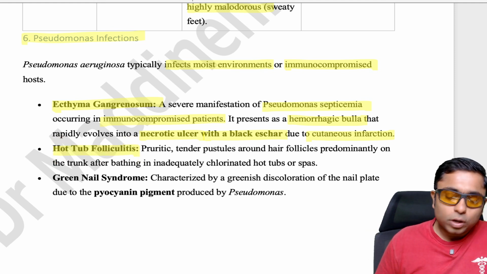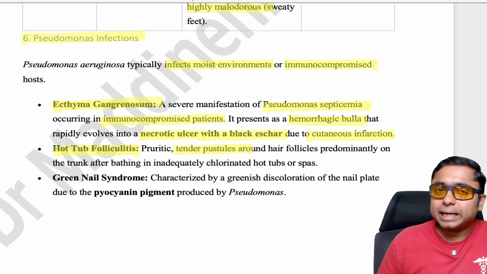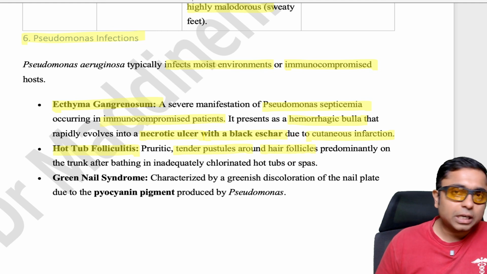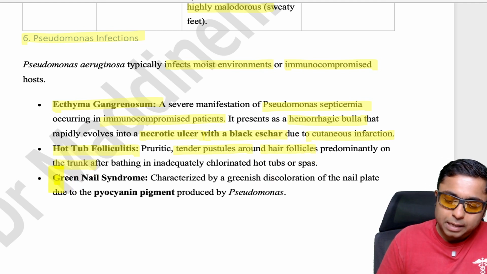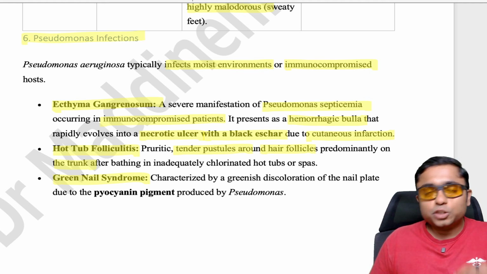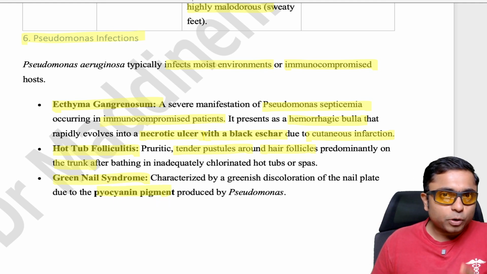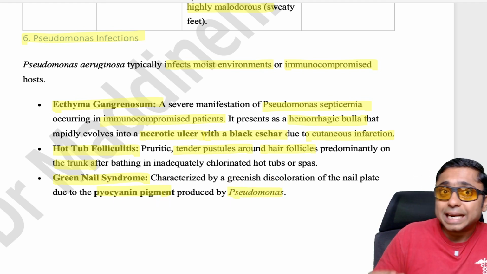Next is hot tub folliculitis. Here there are going to be pruritic tender pustules around the hair follicles, predominantly over the trunk, after taking a bath in very ill maintained spas. Next is greenish discoloration of the nail because of the pyocyanin pigment produced by the pseudomonas, called green nail syndrome.